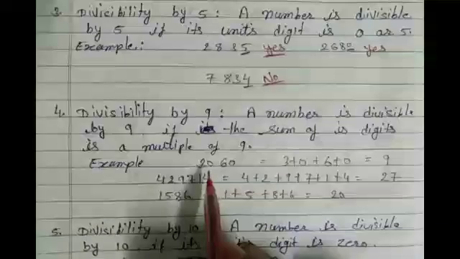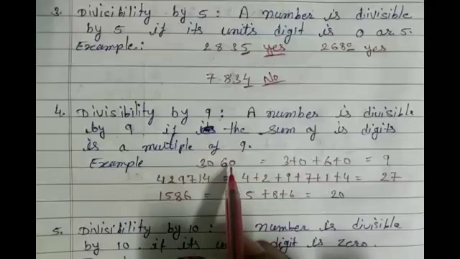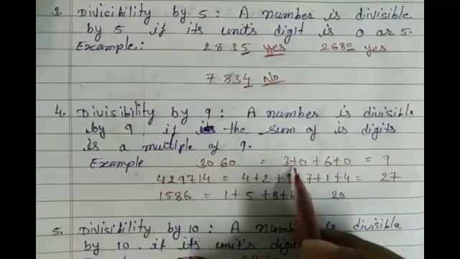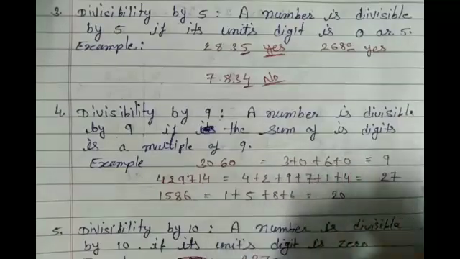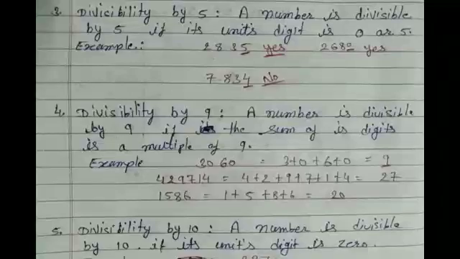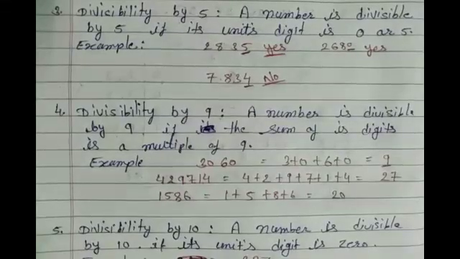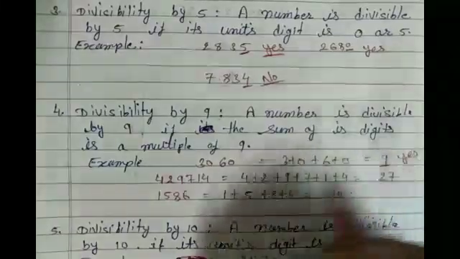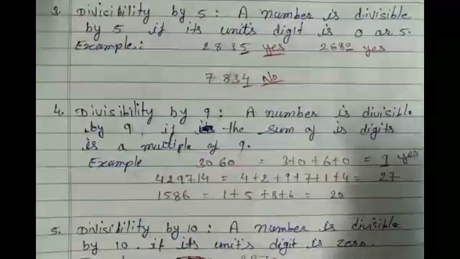The first number given is 3060. So what can we do? We first add all the digits: 3 plus 0 plus 6 plus 0. What do we get? 9. And 9 is a multiple of 9 because 9 ones are 9. So we can say that yes, it is divisible by 9.